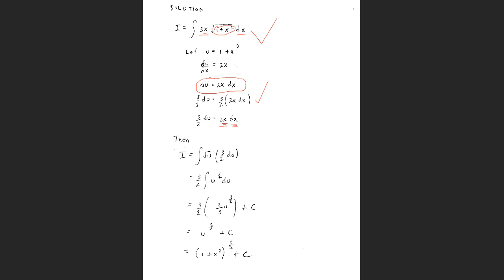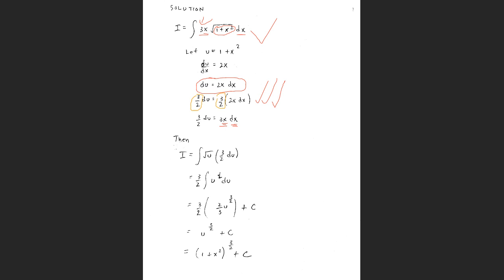So for instance, if instead of a 3 here I had a 5x dx, what would I be multiplying both sides by? 5 halves? That's right. Exactly right. Okay, thank you. You're welcome.